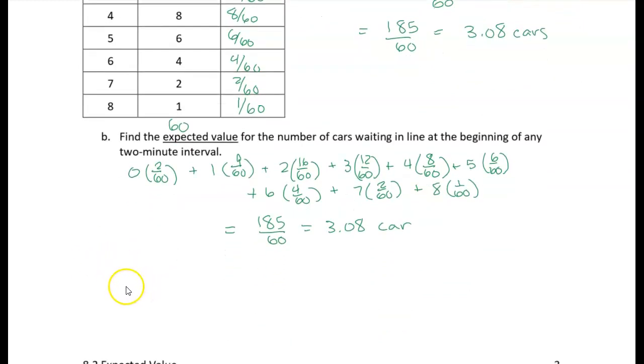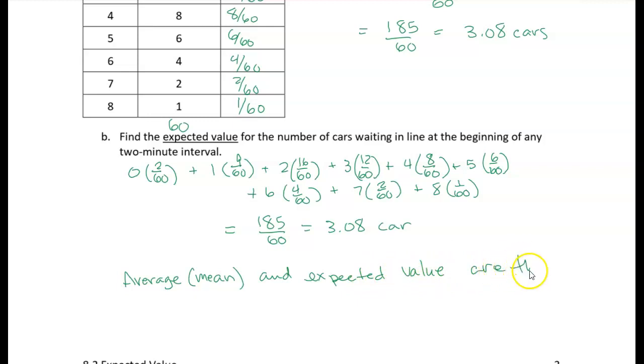So let me write that down. The average, or the mean, and the expected value are the same for a finite discrete random variable.